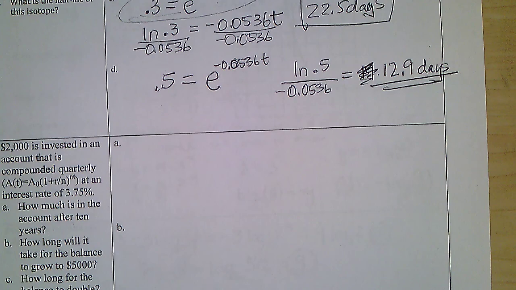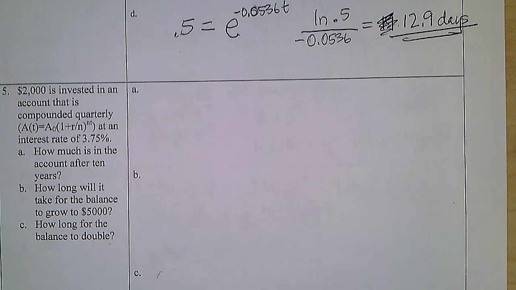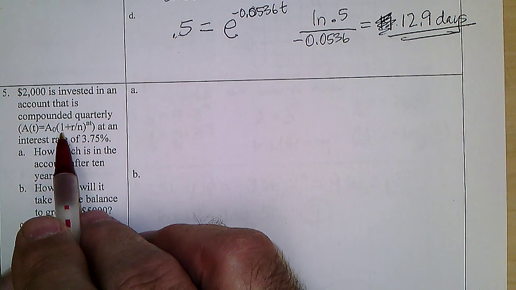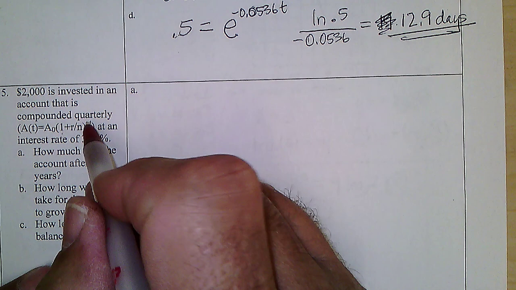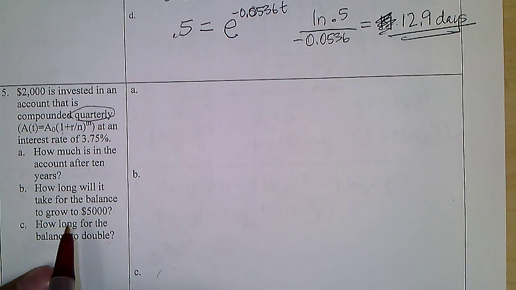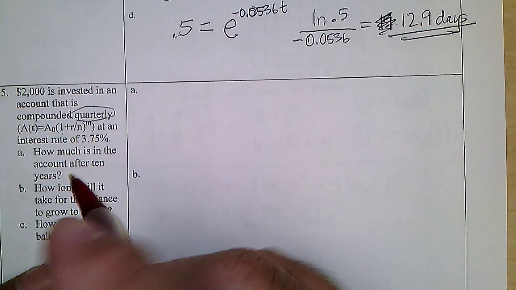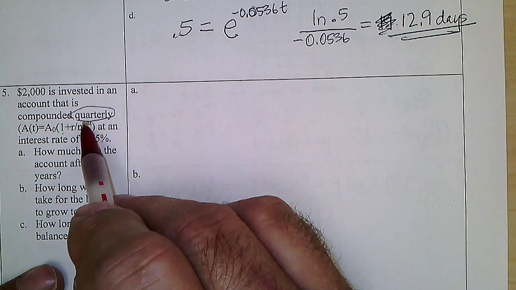Okay, last problem. And several of you went to did continuously compounded. Several of you didn't know what to put in for n for quarterly. Quarterly means every 3 months, 4 times a year. N is how many times a year. So n is 4.